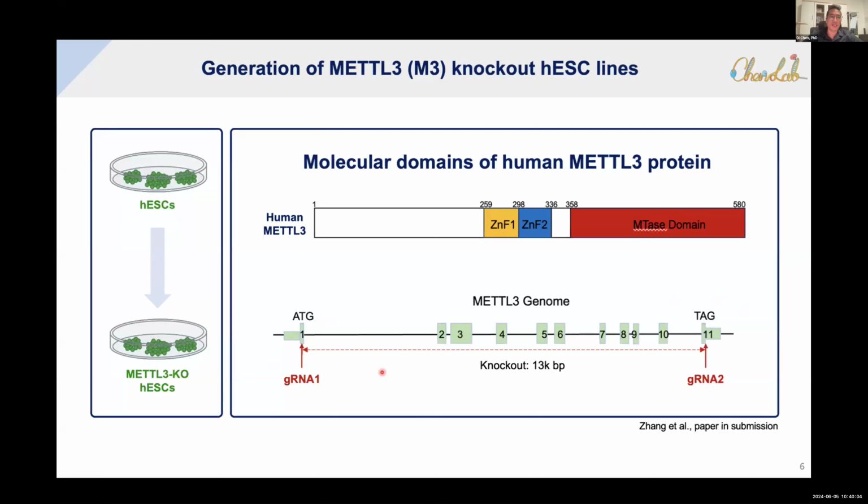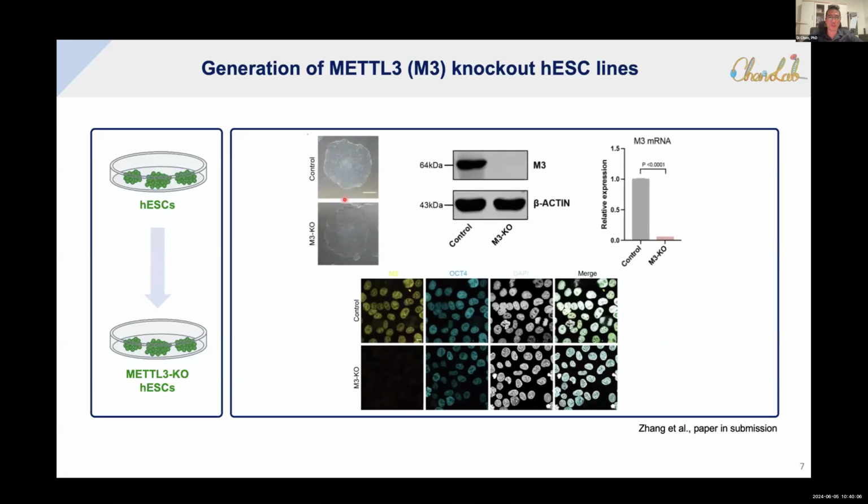And we made these mutant embryonic stem cell lines, and we found that morphologically, the mutant cells are similar to the control cells. We used Western blot and also qPCR to verify that indeed the METTL3 gene is deleted. We also verified the results by immunofluorescence, and we can see that the pluripotency gene OCT4 is expressed in the mutant cells, but METTL3 is completely knocked out.